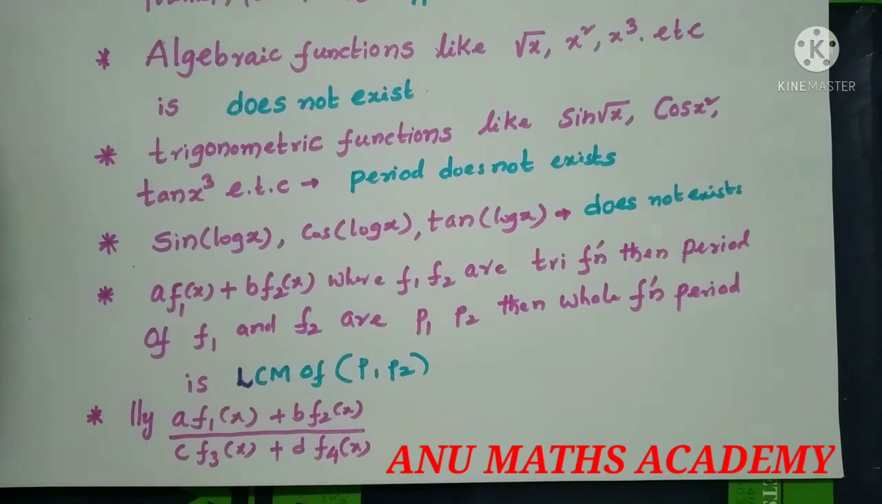Similarly, for a function like a into f1 of x plus b into f2 of x plus c into f3 of x plus d into f4 of x, which are also trigonometric functions, with p1, p2, p3, p4 as the periods of the respective functions, the period of the whole function must equal the LCM of p1, p2, p3, p4. That is our function's period.